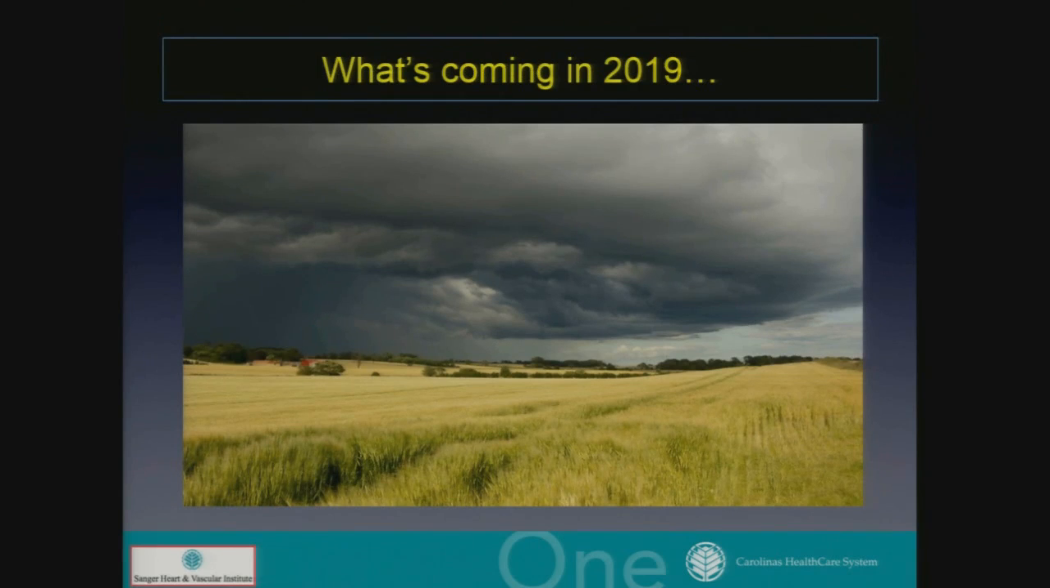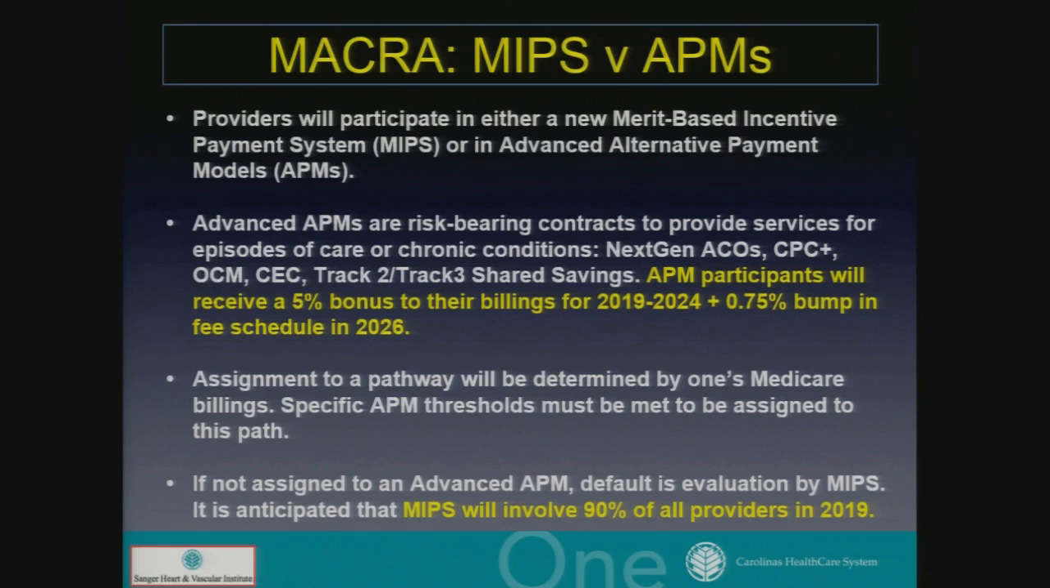So what's coming? What does MACRA mean besides relief from SGR? The dynamics of this are very simple. As providers, we will be evaluated in one of two paths for the performance that we have in terms of taking care of patients. There's something called the merit-based incentive payment system, which I'll speak to in a few minutes. And then there's the other camp, which are alternative payment models. Alternative payment models are risk-bearing contracts.